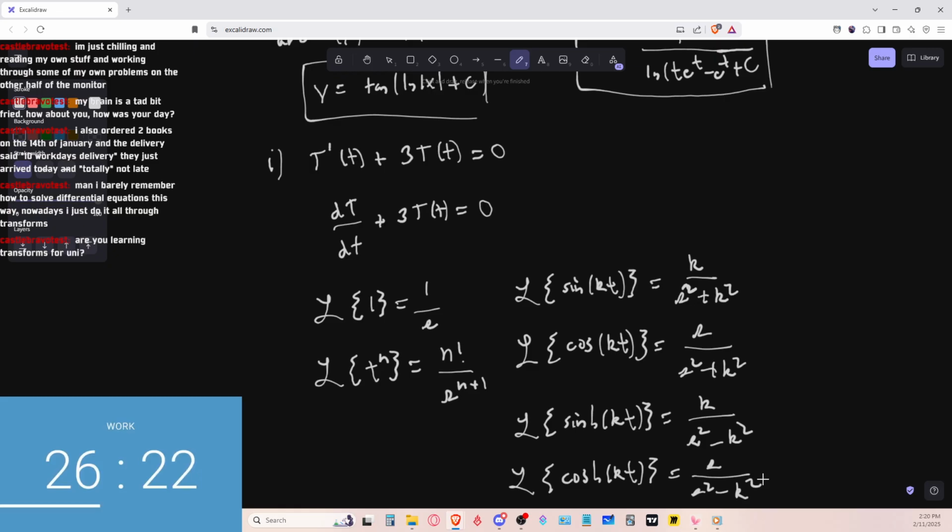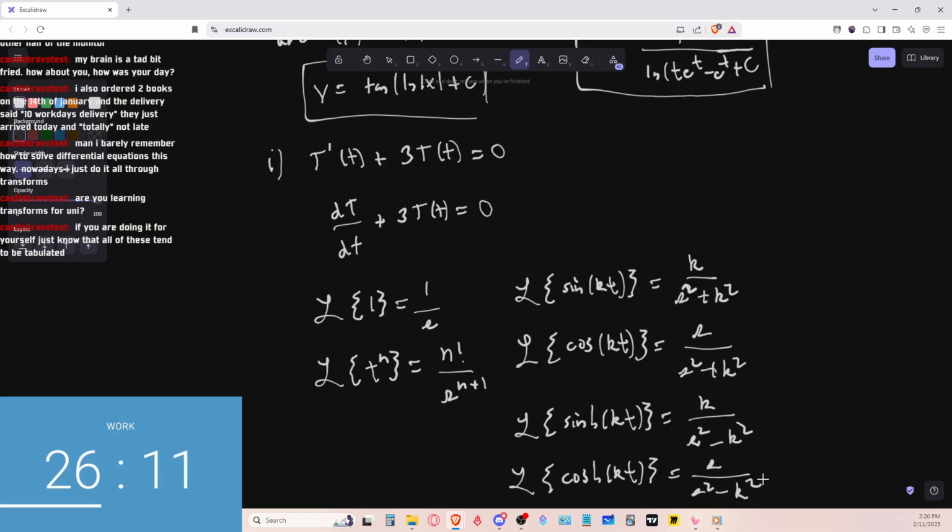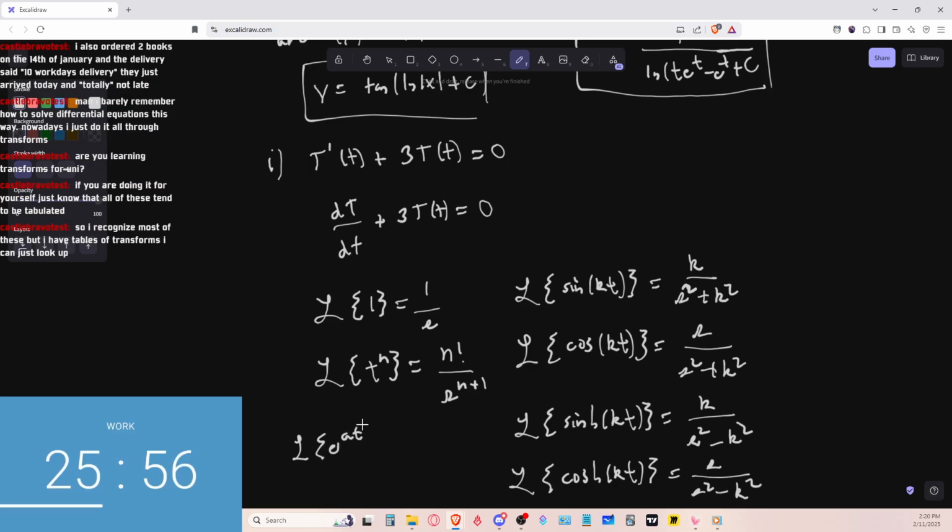No, I am not. I'm just learning math on my own, Castle Bravo. So I just learned these. I feel like I'm missing one, because there's 1, 2, 3, 4. Which one am I not remembering? Oh, I think I'm not remembering e. So I think e to the at is 1 over s minus a.